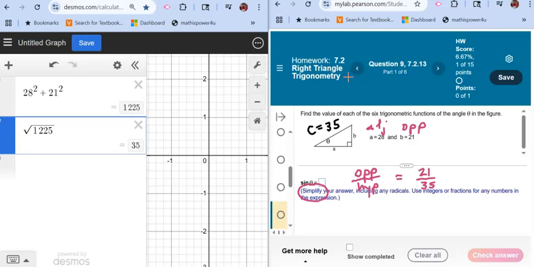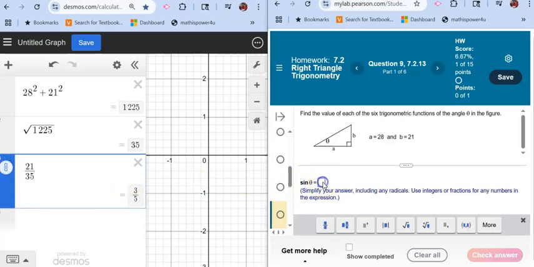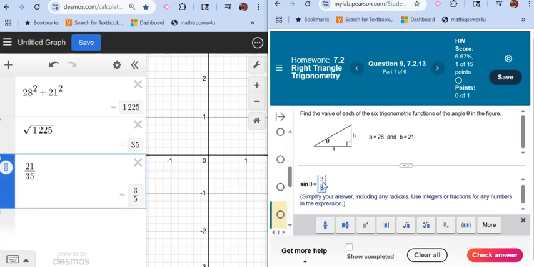Unless you are comfortable with simplifying fractions, which in this case means dividing out this common 7 from the top and bottom, you can use Desmos to help you with this. So I'm going to put 21 over 35 in there, and then just click this button, and there's 3/5. So there's my fractional answer here.